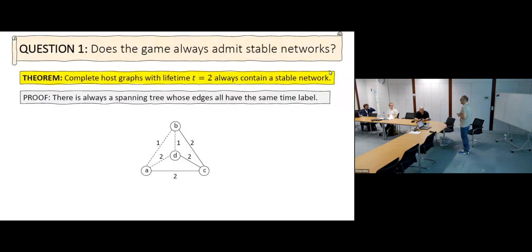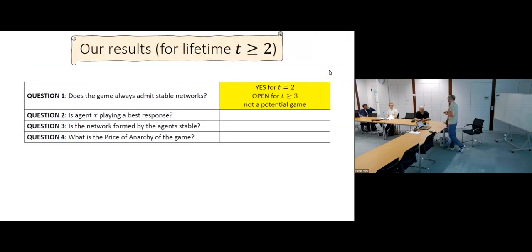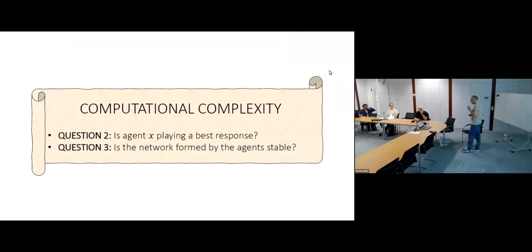But unfortunately, the approach that we used for proving this for complete host graphs with lifetime t equal to 2 does not work for host graphs with lifetime 3 or larger. So the problem is still open for basically almost all the host graphs. And this is one of the most important problems that is left open in our paper.